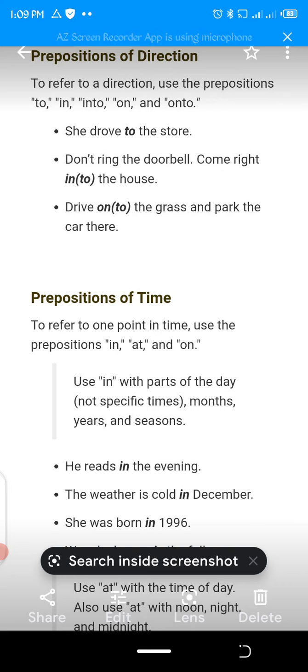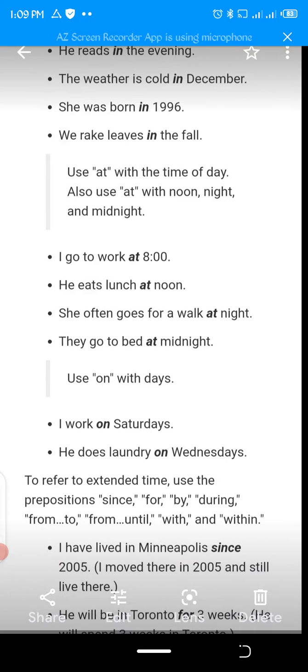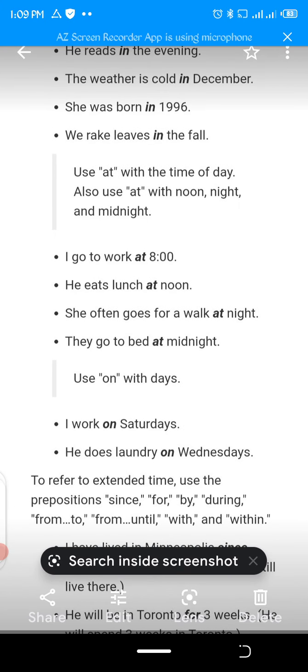The weather is cold in December. She was born in 1996. In is an example of a preposition of time. We also have at. At is also a preposition of time.